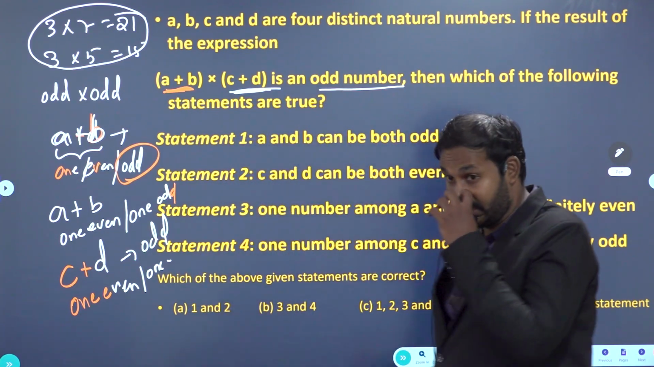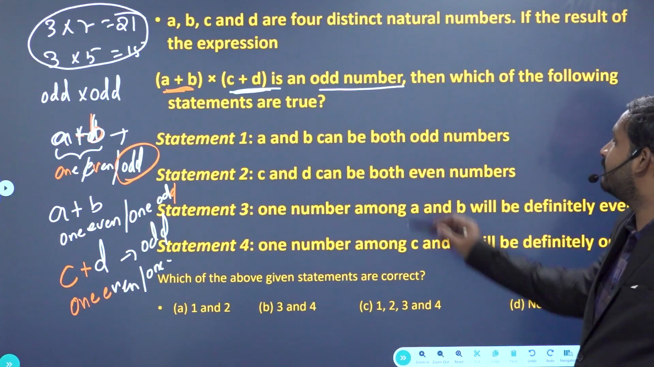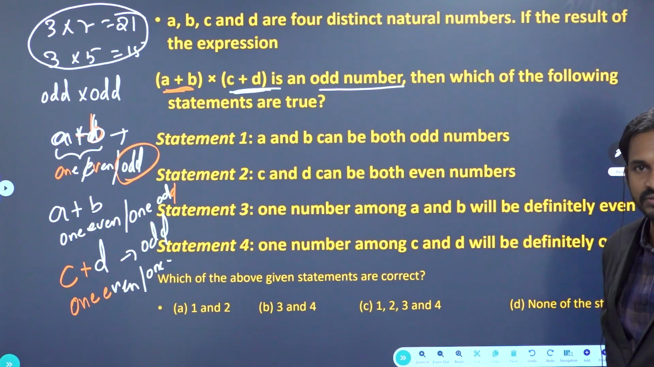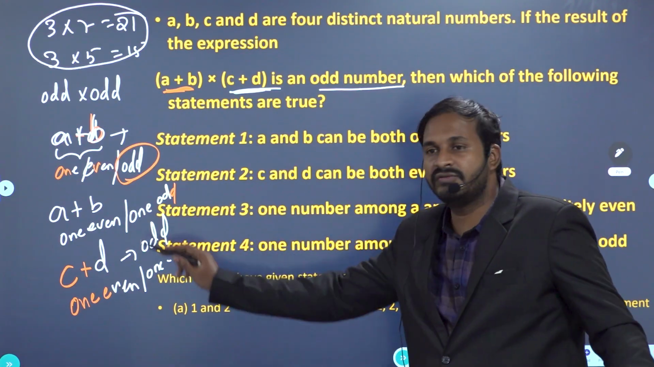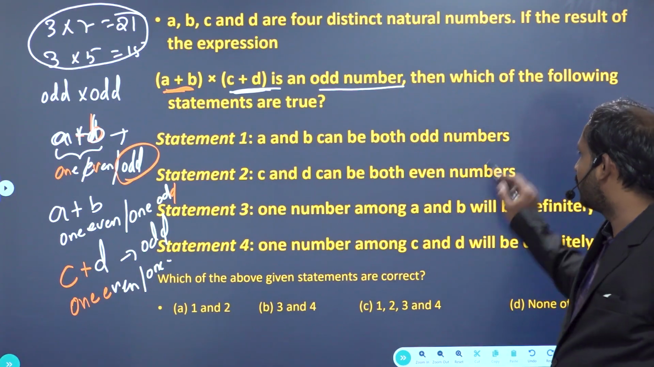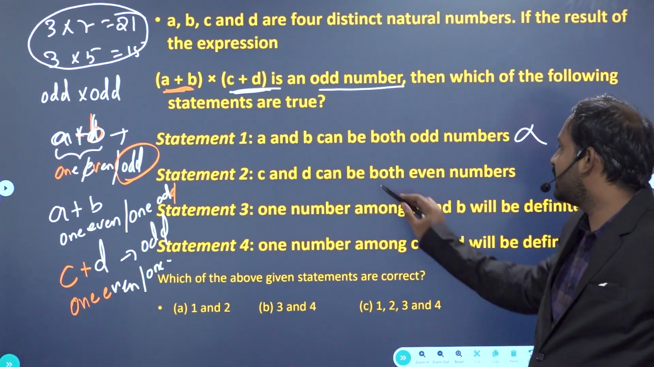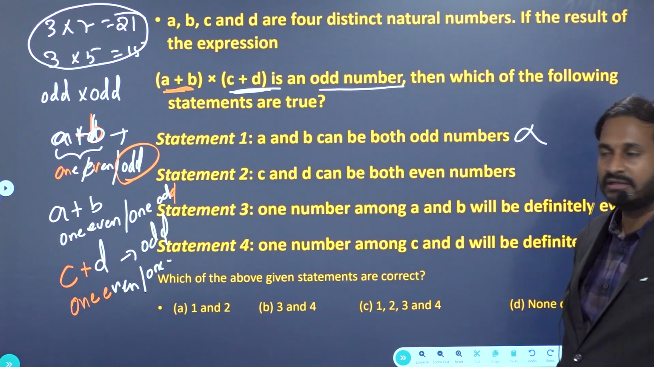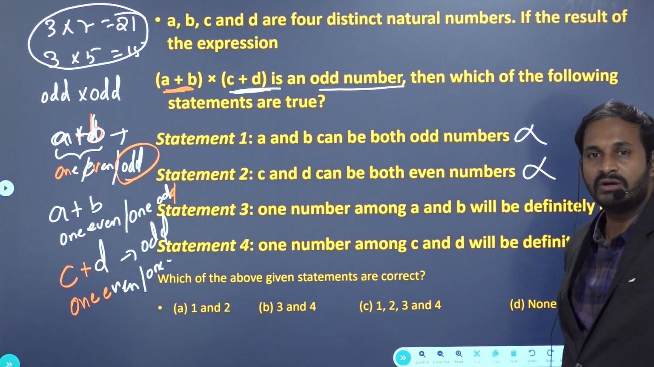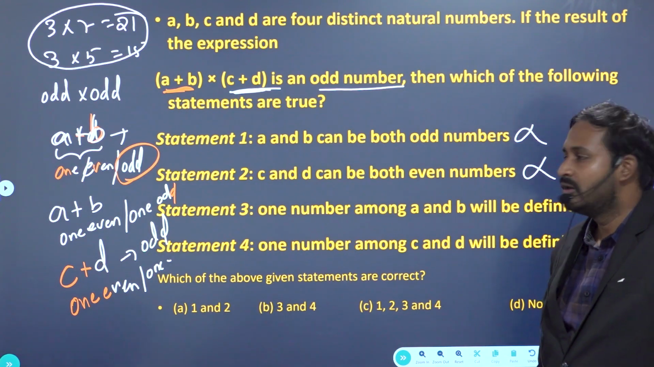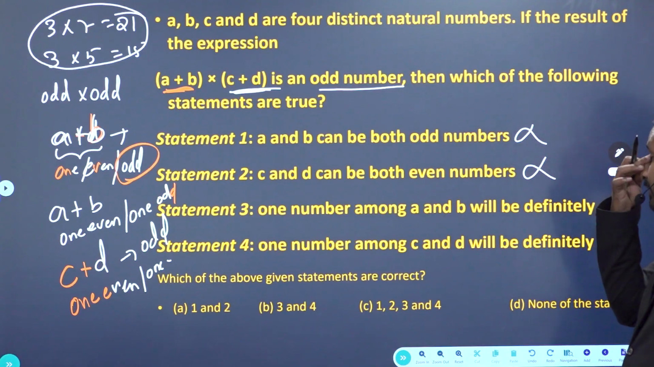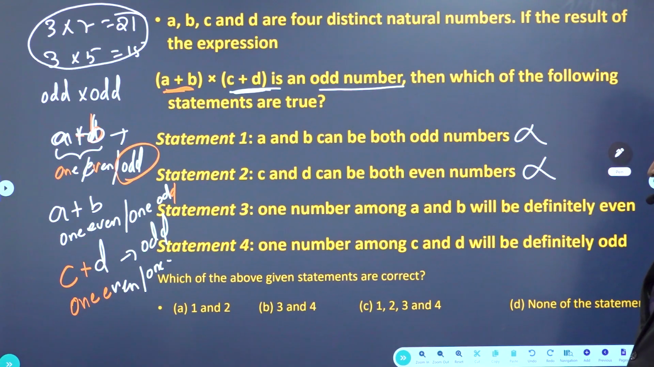Okay, now come to our statements. What is the first statement? A and B can both be odd numbers. Is it possible? No. Why? Because one should be even and the other should be odd. That is wrong. C and D can both be even numbers. Is it correct? This one is also wrong. Why? Because one should be even and the other should be an odd number. Next, one number among A and B will be definitely even.